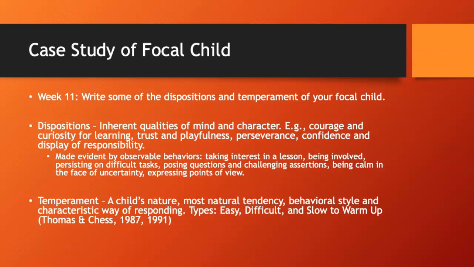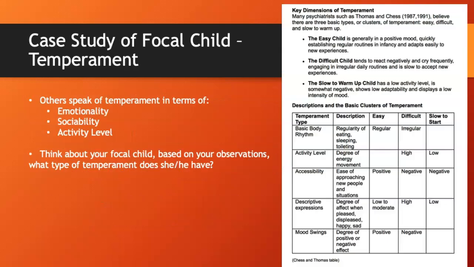So temperament is a little bit different than dispositions, because it is the tendency in which a child responds to a stimulus. So it is said that it's the child's nature, right? Because it's the most frequent tendency that they have to respond to certain stimuli in terms of the behavior style that they enact, or the characteristics of the way in which they respond to stimuli. And typically we have three types of temperament, which are easy, difficult, and slow to warm up. We're going to explain a little bit more about them here in this next slide.